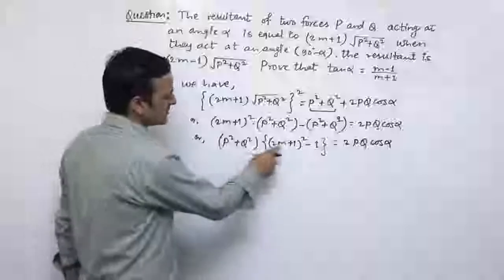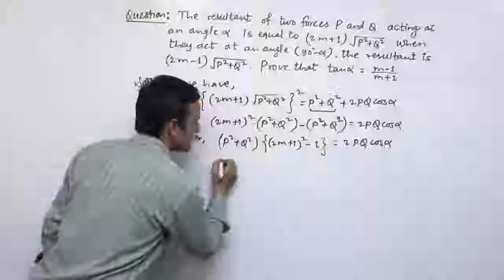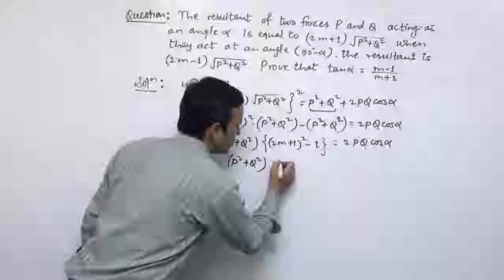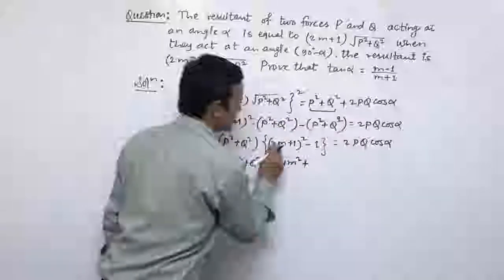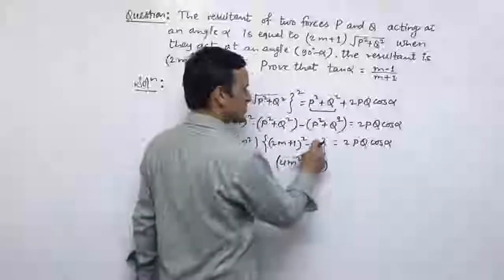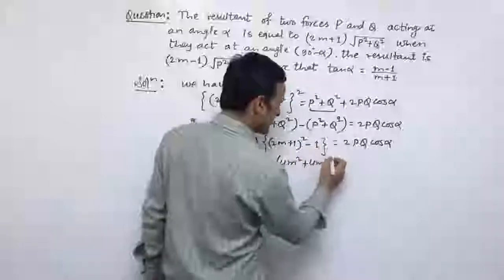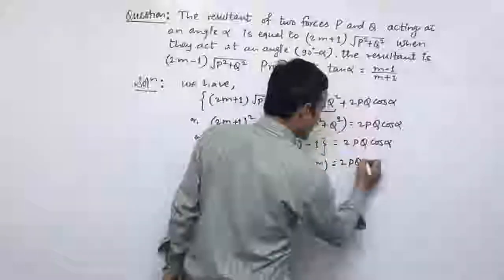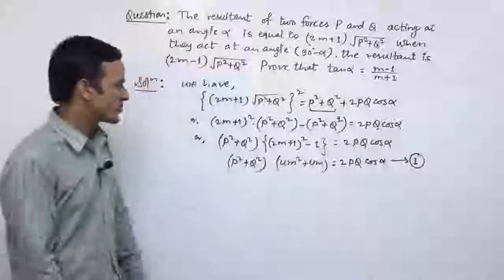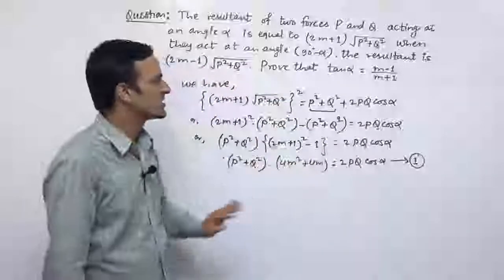So we can simplify this after expanding a plus b whole square. Write down p square plus q square into 4m square plus 2ab, which means 4m, and plus 1 minus 1 cancelled. b square gives 1 square, which is 1, and 1 and 1 cancel. So it is 2pq cos alpha. This is equation 1. In this way we find equation 1 after deducing this term.